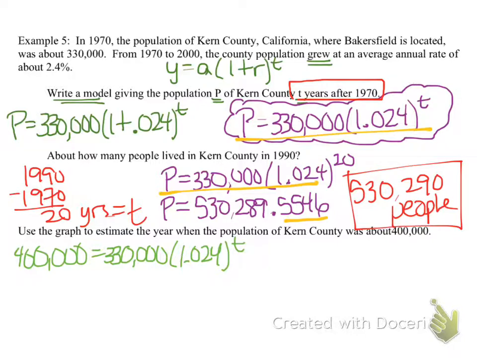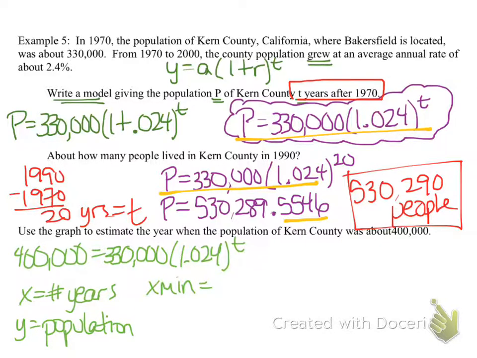So let's think about what the x and y would be. In this case, the x would be our number of years, and our y is going to be our population. Well, our number of years, our x minimum, we can't talk about a negative number of years, so we're going to let our x minimum be 0. And you're going to set this in the window that's right underneath the screen on your graphing calculator.